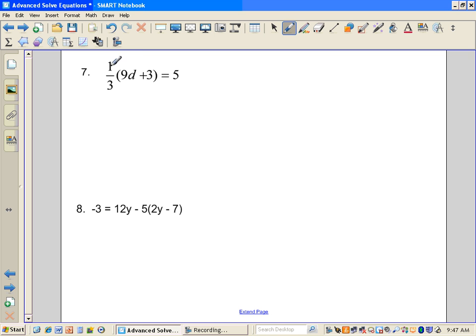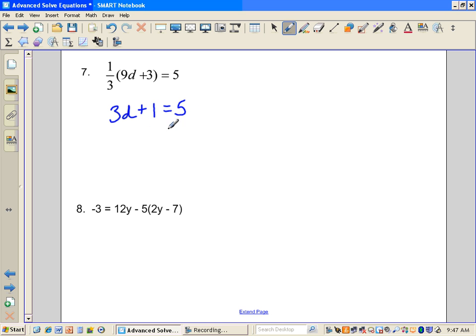Here we're using the distributive property and using a fraction, distributing the fraction. Don't freak out, it's just a fraction. 1/3 times 9. Well, 1/3 of 9 is just 3 in the D, and 1/3 of 3 is just 1. And that's still equal to 5.